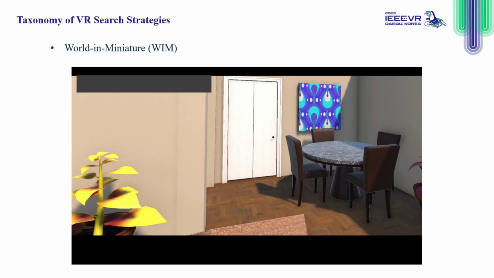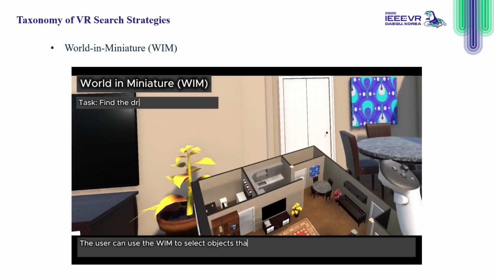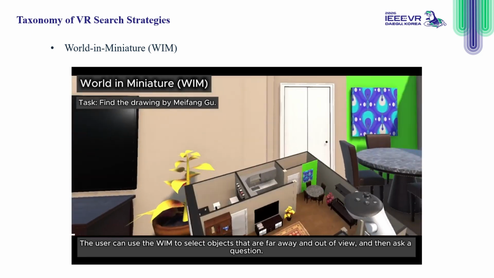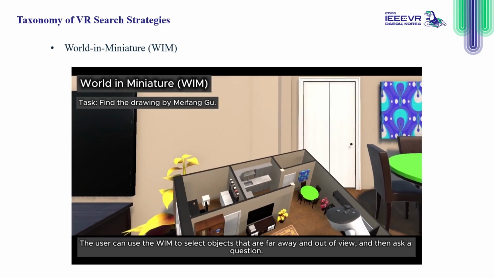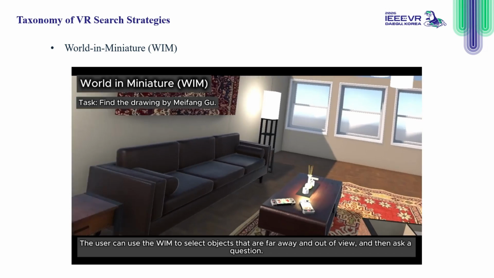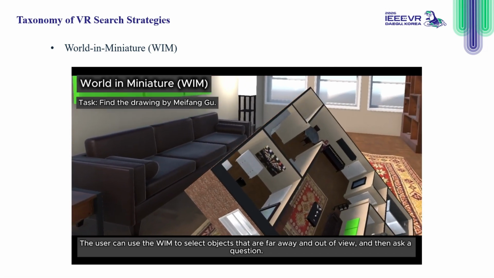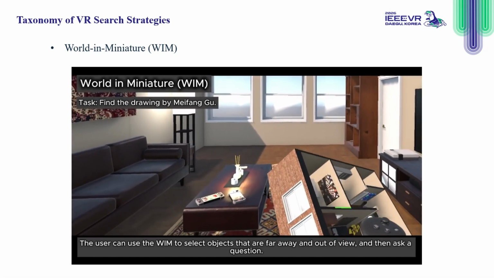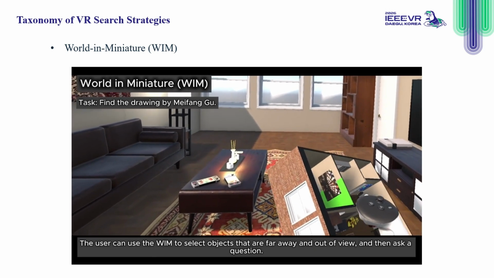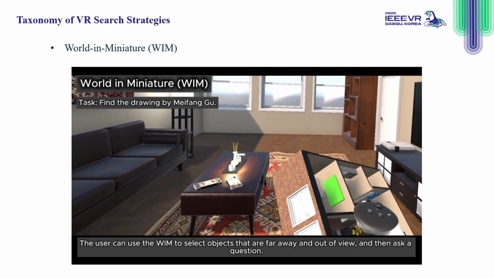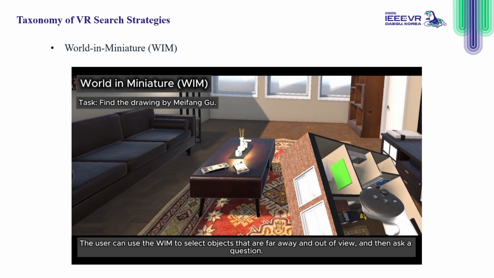And finally, in the world in miniature method, the user can use the WIM to select objects that are far away and out of view, and then ask a question. What's the name of the artist who made this artwork?